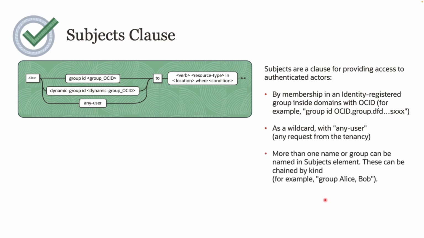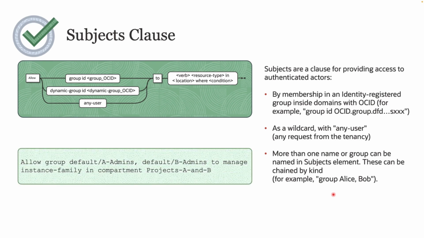And if you have more than one group with the same set of permissions, you do not have to write multiple policies. You can chain them like you see in this example, group domain name /a-admin, domain name /b-admin, and so on. This way a single policy gets applied to multiple groups.